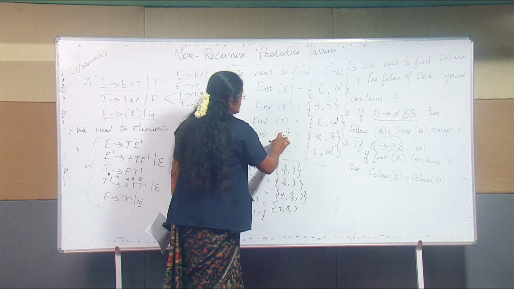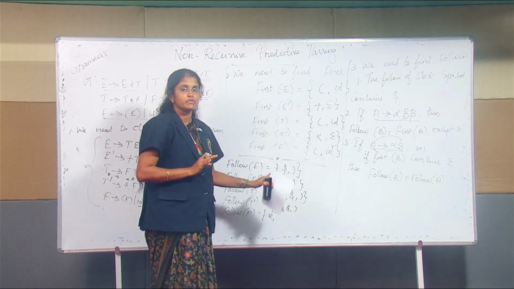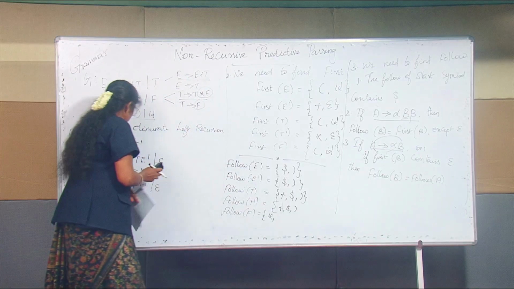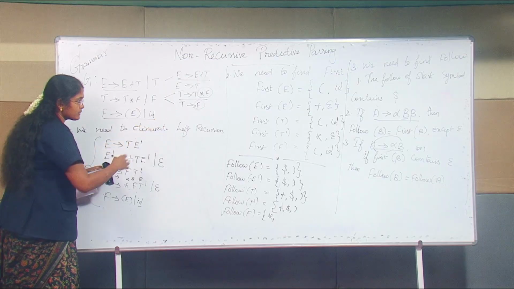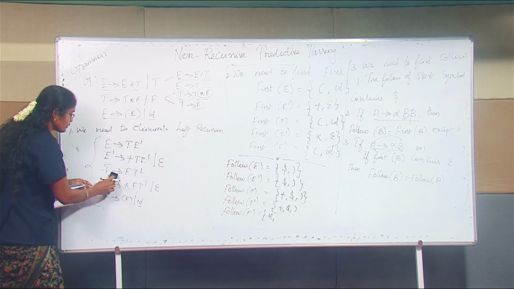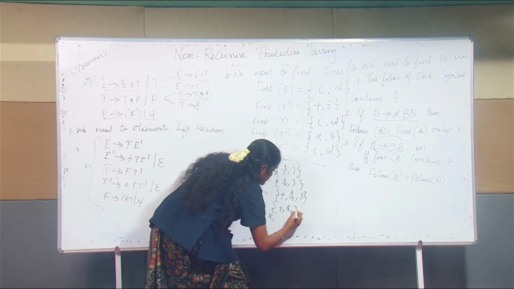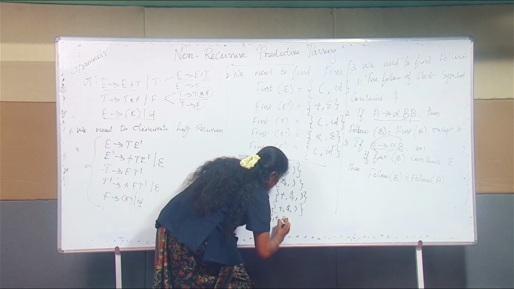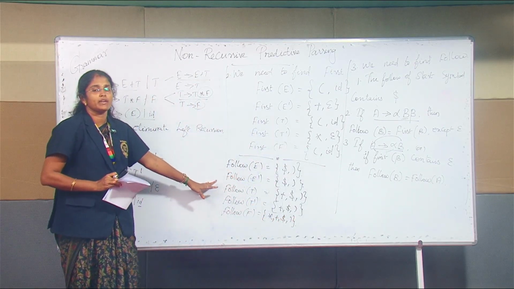So what are all the T dash having first? Star and epsilon. We should not include epsilon in your follow. If you are applying epsilon into it, it will become like a third production. Then we have to write what are all the follow we are having for T dash: plus, dollar and close bracket. So likewise we need to find the follow.